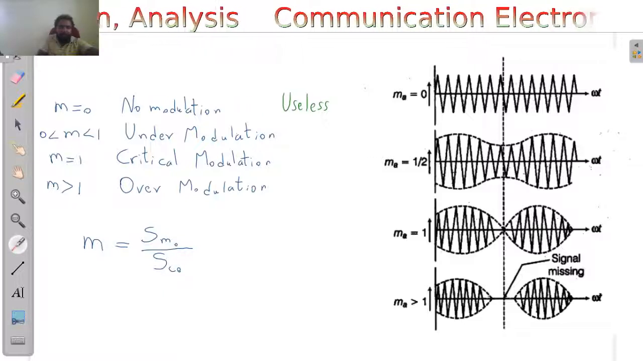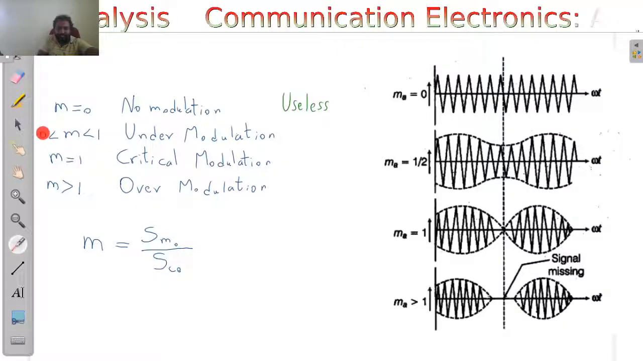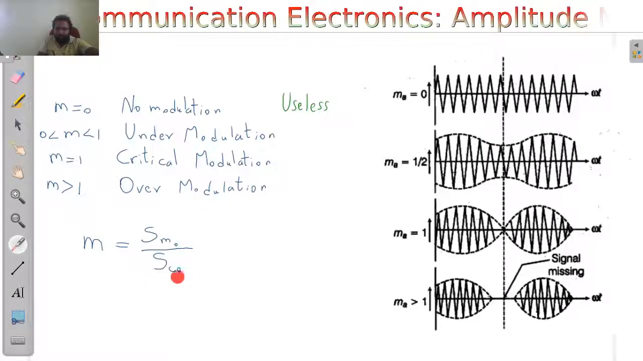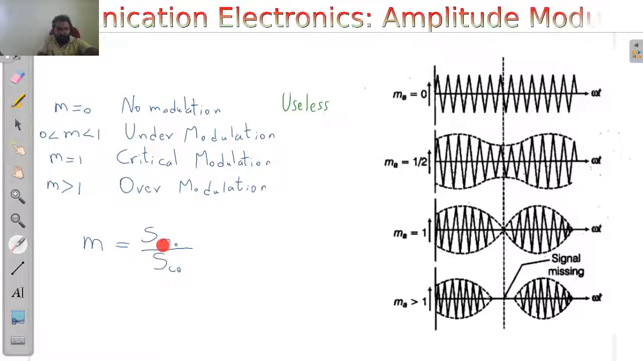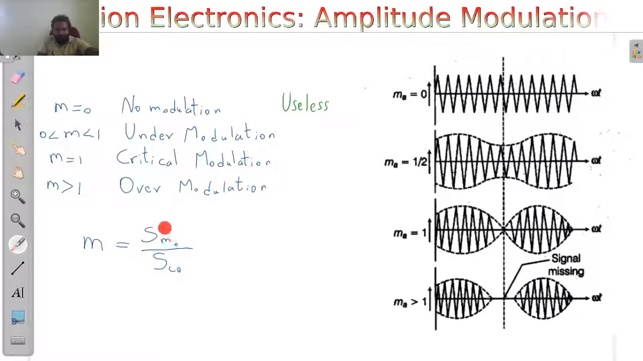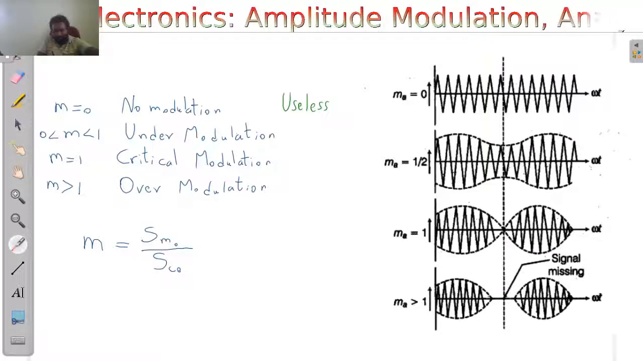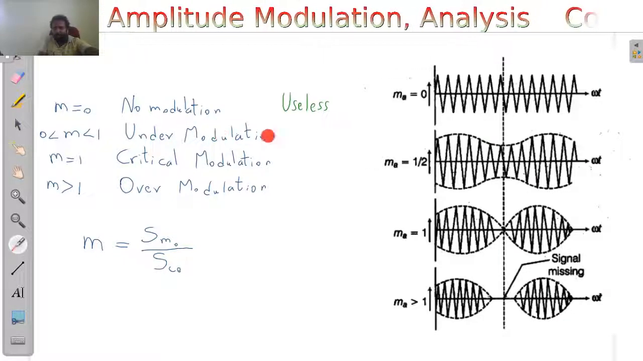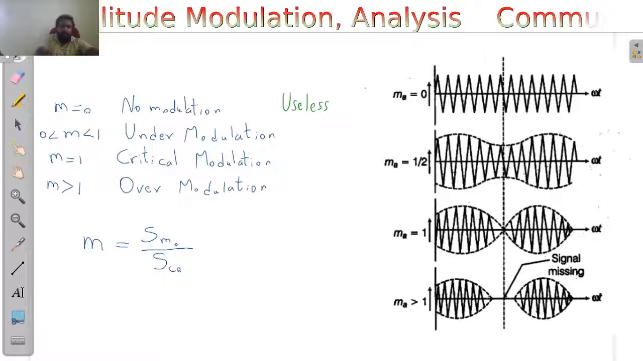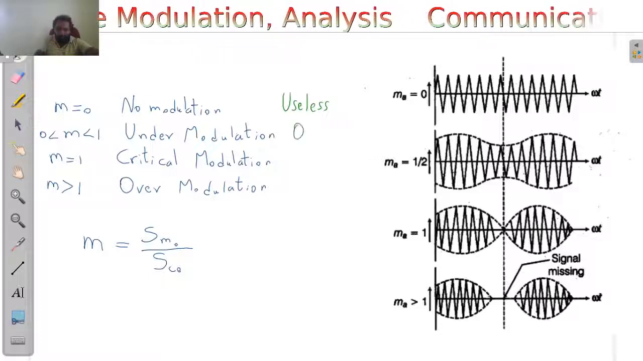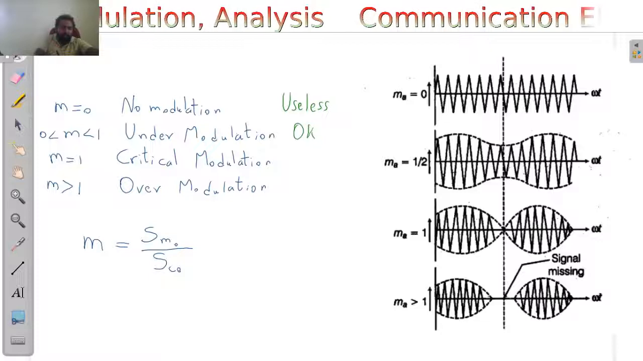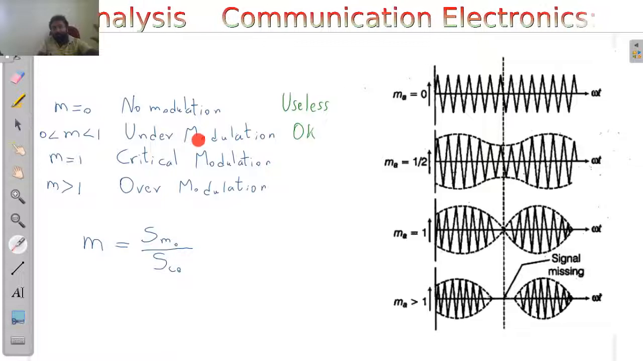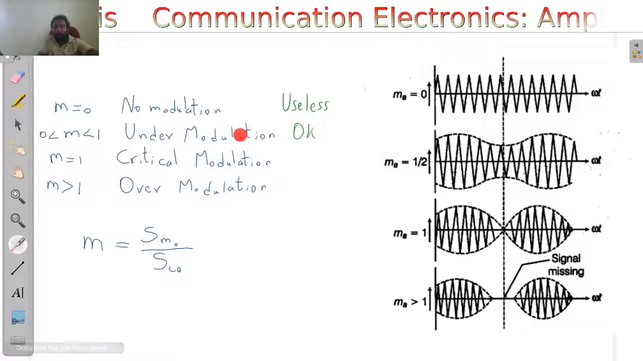The next thing is when the modulation index is between 0 and 1, which means that the numerator is less than the denominator. The numerator is not equal to 0, but it is greater than 0 and less than 1. In that condition, you call the modulation under modulation, and under modulation will be used. This is fine. This is the condition that we are going to use. The modulation index for our modulating system should come under the under modulation condition.